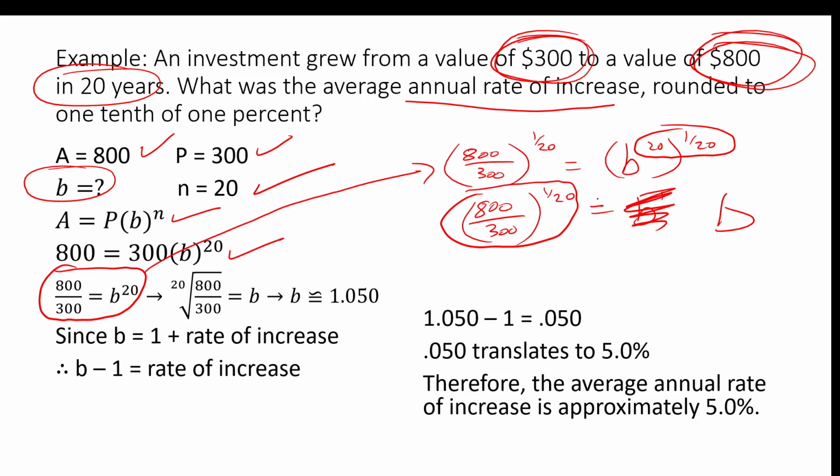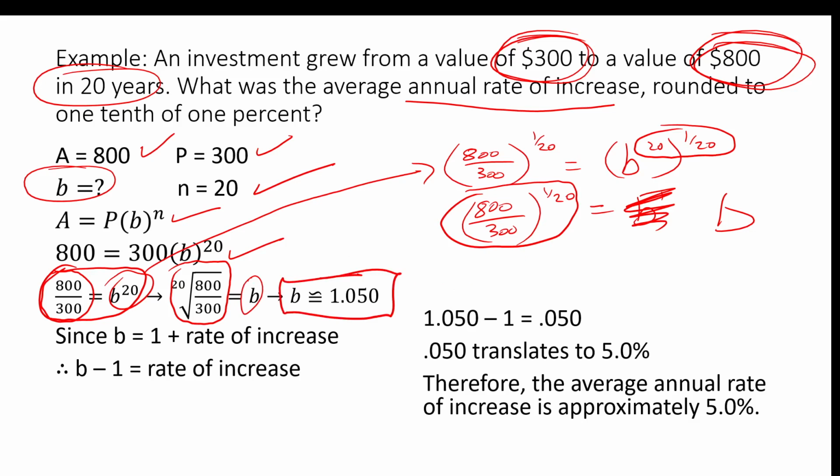Or alternatively, we can do what we actually did in the typewritten portion. We can simply raise the left-hand side, which is 800 over 300, to the 20th root. So get the 20th root of that. We already know the 20th root of B to the 20 will be B. Either way we do it, we end up with B equaling approximately 1.050.